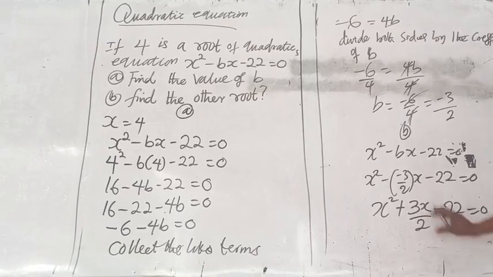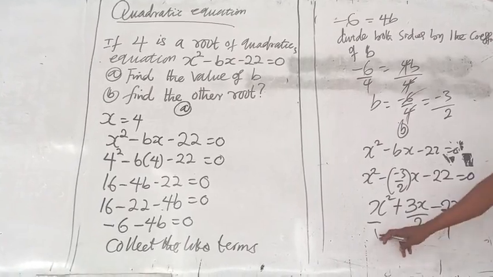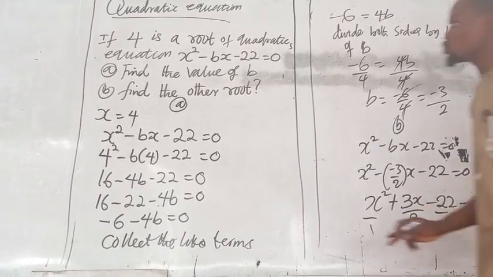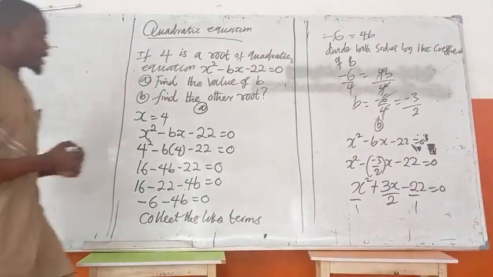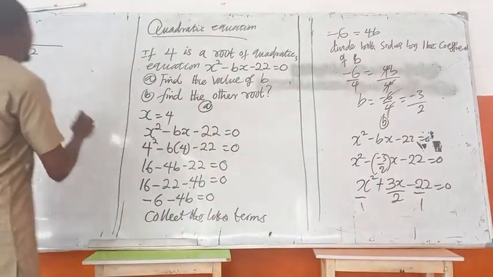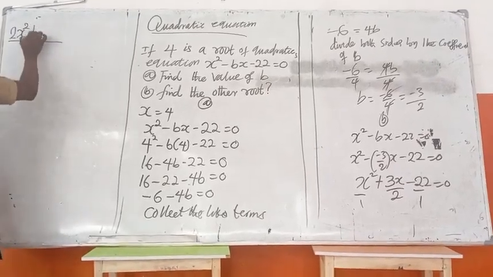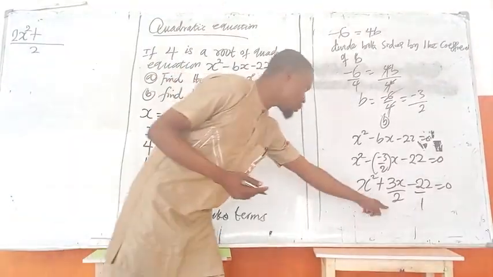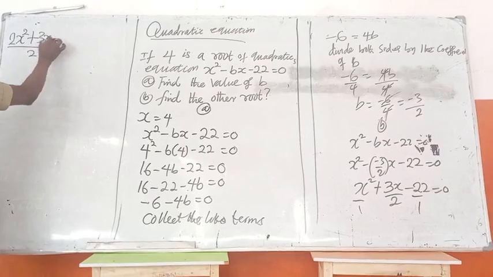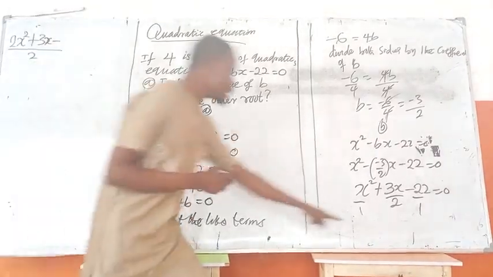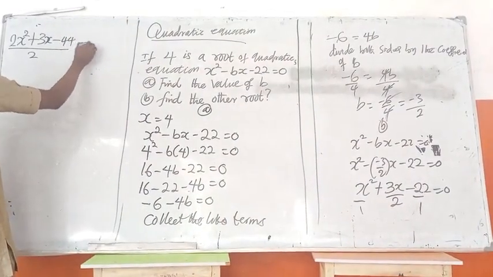Since this one is a fraction, we have to make this over 1. So the LCM of 1, 2, and 1 is 2. Then 2 divided by 1 is 2. 2 times s squared, we have 2s squared. Then plus 2 divided by 2, here we have 1. 1 times 3s, we have 3s. Then minus 2 divided by 1, we have 2. 2 times 22, we have 44. 44 is equal to 0 over 1.